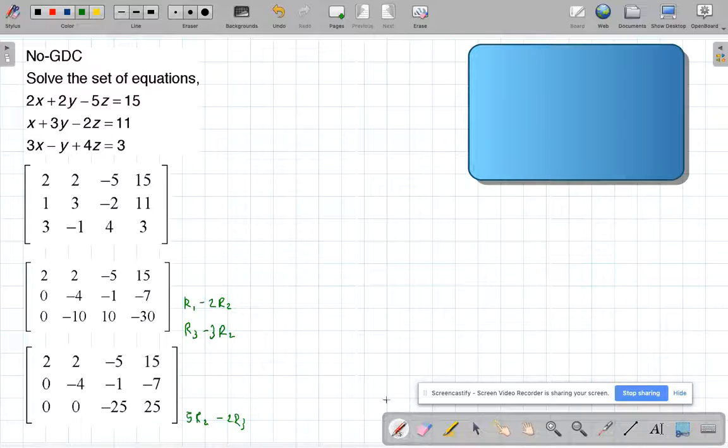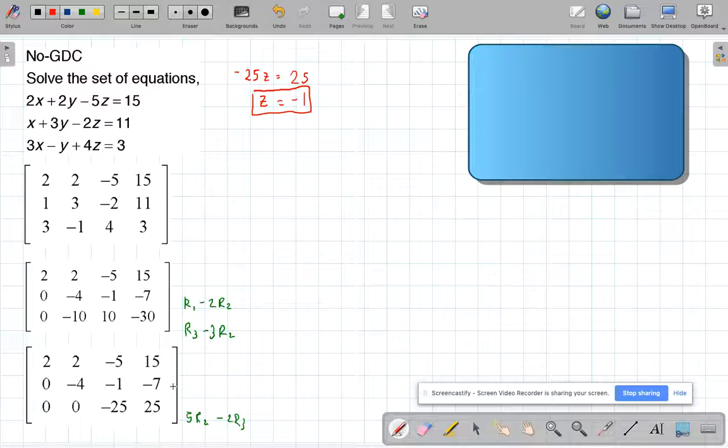Now, from that bottom row, what we've now got is minus 25, and this is the z column, so minus 25 z's are equal to 25. So I can see here that z is minus 1.